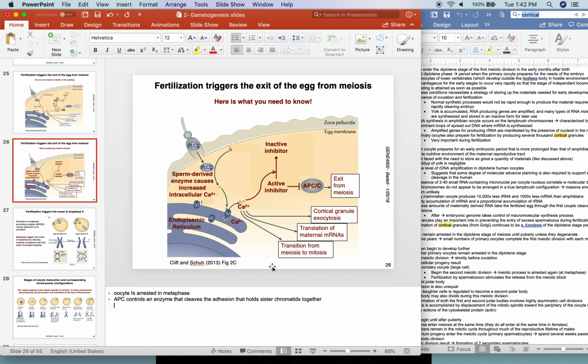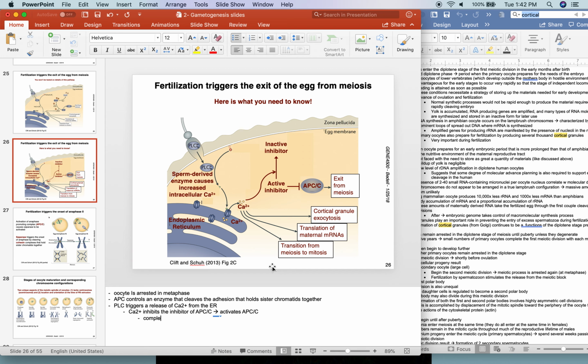Now that release of calcium does a number of things. Indirectly, it inhibits the inhibitor of APC/C. Once you inhibit the inhibitor of APC/C, then you get active APC/C, and you get the completion of meiosis. Calcium does a couple other things. It triggers cortical granule exocytosis, the cortical reaction that blocks polyspermy.